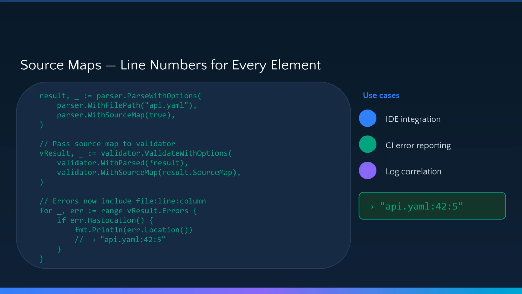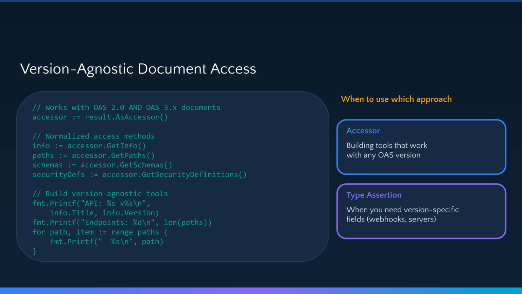Line numbers for every element. Source maps are a powerful feature for developer experience. When you enable source map tracking during parsing, oastools records the file, line number, and column of every element in the spec. When you then pass this source map to the validator, fixer, converter, or differ, errors include precise locations. The output format file:line:column is the standard format that IDEs recognize. You can click on errors and jump directly to the problematic line. This is especially valuable in CI/CD, where you want developers to quickly find and fix issues.